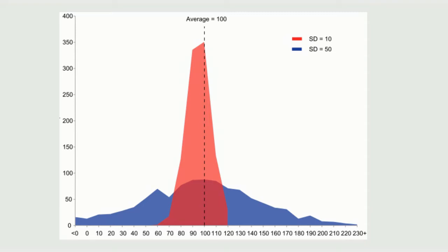These two groups have the same mean, 100. But the group in red, close around the mean, as you can see, the standard deviation is 10, while the group in blue varies around the mean, it extends to the periphery, so the standard deviation is high, it's 50.